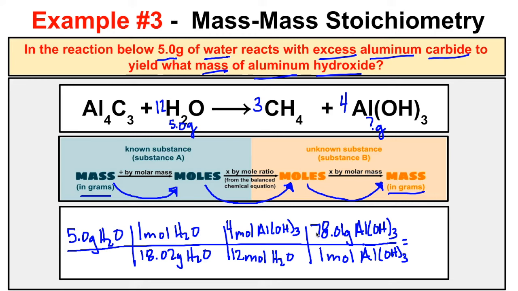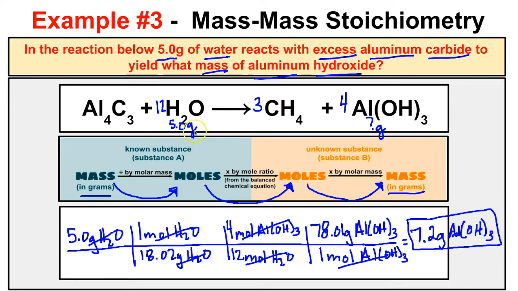We'll take 5.0 divided by 18.02 times 4 divided by 12 times 78.01, and we end up with a grand total of 7.2. 7.2 what? Well, let's see what cancels out. We've got grams of water on top and bottom that cancel. Moles of water on top and bottom that cancel. Moles of aluminum hydroxide on top and bottom, leaving us with grams of Al(OH)3 as our final answer.